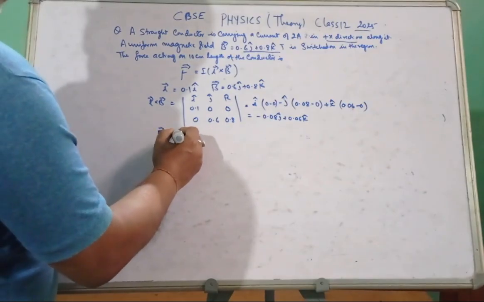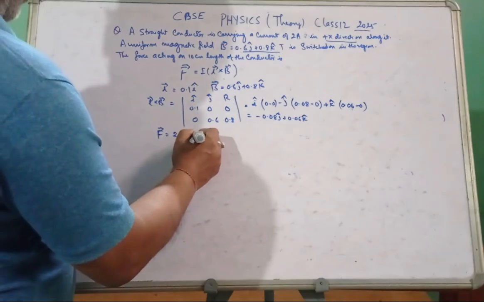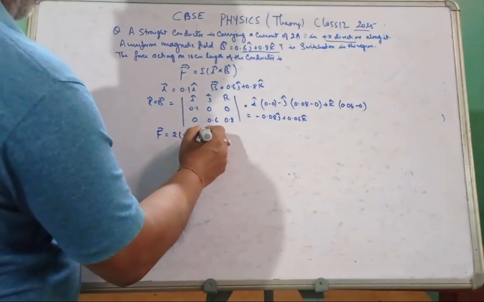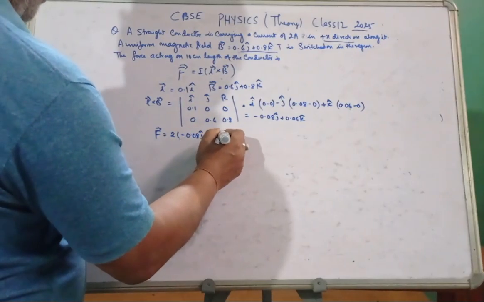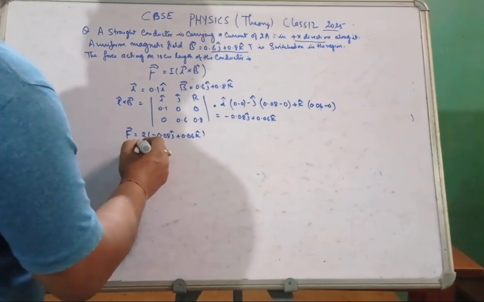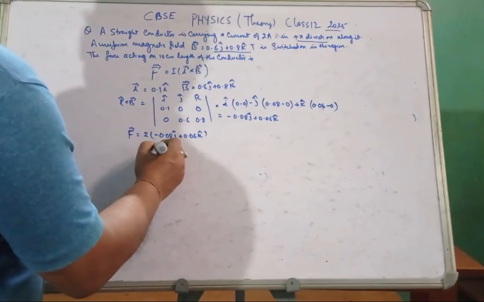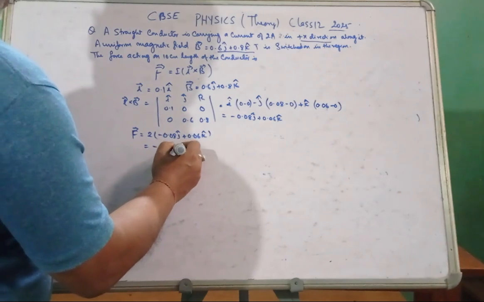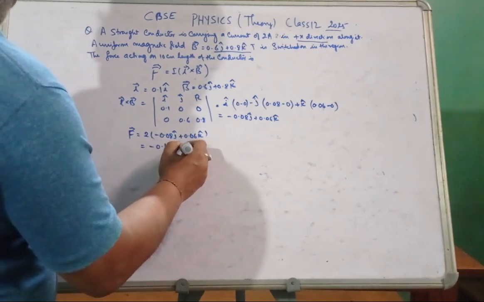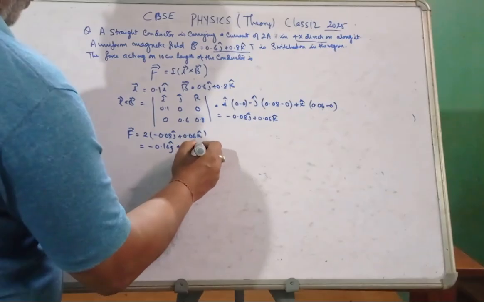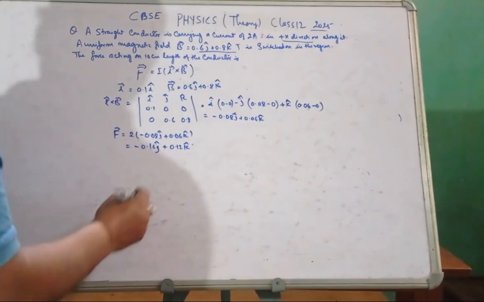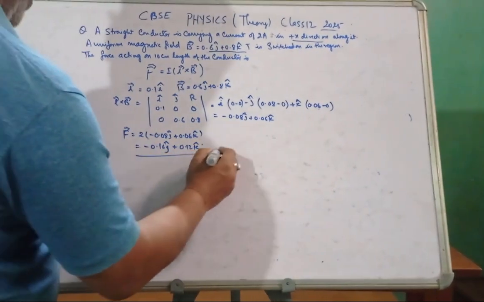So your F will be equal to I, that is 2, times (minus 0.08 j cap plus 0.06 k cap). So this comes out to be minus 0.16 j cap plus 0.12 k cap. So this is your answer.